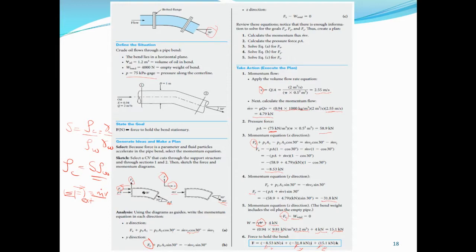So this is an example of the application of the momentum equation. I hope it is clear. And here we will move on to the next chapter, which is on the energy equation. We have already started discussing the energy equation partly under the Bernoulli equation, but now we will expand. Any question?